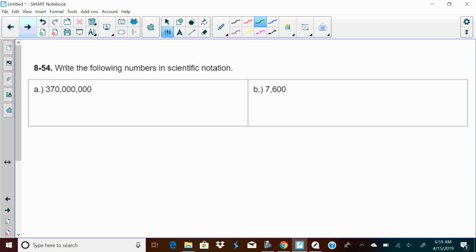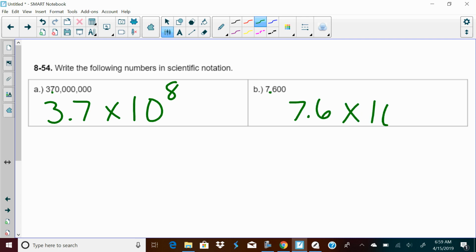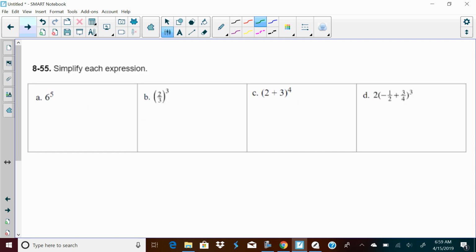854, write the following numbers in scientific notation. So I've got to put my decimal point between 3 and 7. So it's 3.7 times 10, and my exponent is the number of spaces I have to move over: 1, 2, 3, 4, 5, 6, 7, 8. So it'd be to the 8th power. B, I'm going to put it between the 7 and the 6. So 7.6 times 10 to the 3rd, because I move over 1, 2, 3 spaces. Don't get mixed up on the number of zeros, it's the spaces.